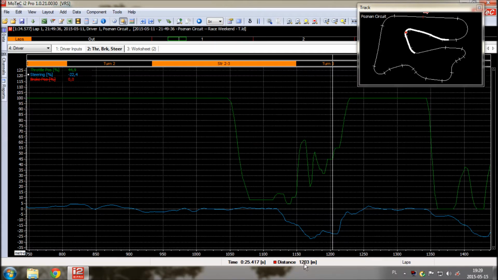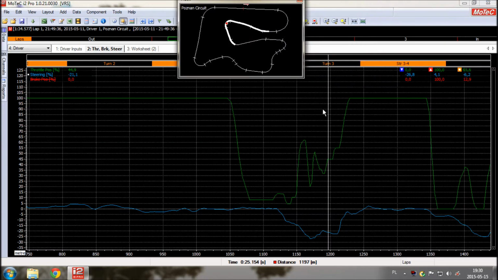But we can see that the distance is about 9 meters or something. Okay, actually we should try to achieve something like this all the time. Of course, it's impossible to have perfect throttle application in every corner on the track, but still that's what we should aim for.